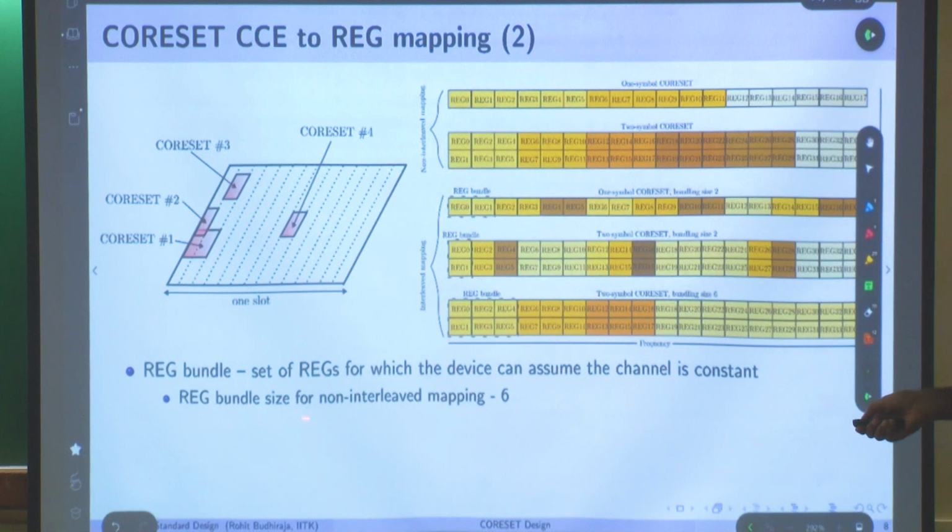So, REG bundle size for non-interleaved mapping. For non-interleaved mapping, what is the REG bundle size? We did not even define it for non-interleaved mapping.